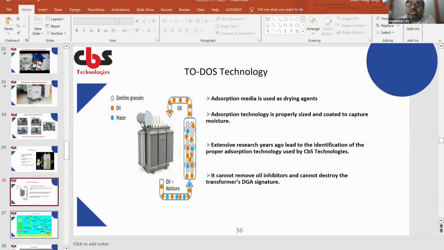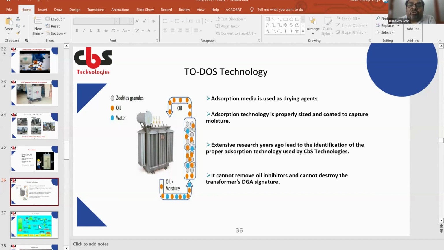This is how the technology works. 2DOS technology. Here you can see there are 3 dots. The first dot denotes zeolite granules. The second dot denotes oil, and the blue one denotes water. 2DOS is basically an adsorption media technology.